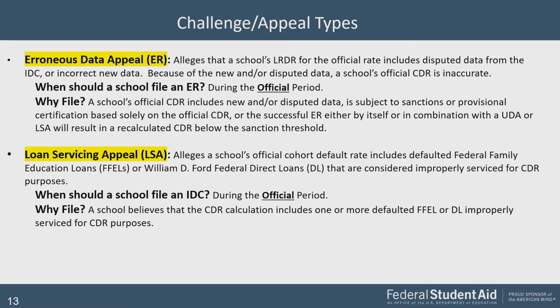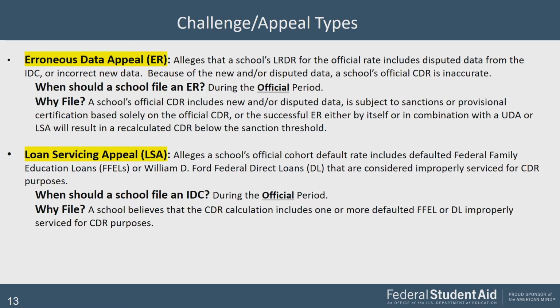The erroneous data appeal, the ER, alleges that a school's LERTA for the official rates includes disputed data from the IDC or incorrect new data. Because of the new and or disputed data, a school's official CDR is deemed as inaccurate. You can submit this information during the official cycle, and if a school's official CDR that includes new and or disputed data is subject to sanctions or provisional certification based solely on the official CDR, a successful ER, either by itself or in combination with the UDA or the LSA, will result in a recalculation of the CDR below the sanction threshold.